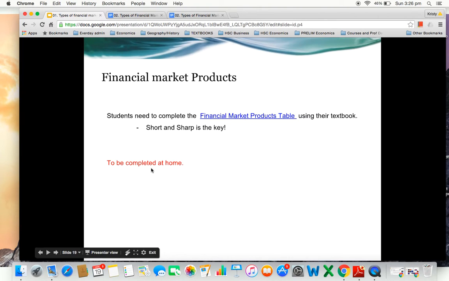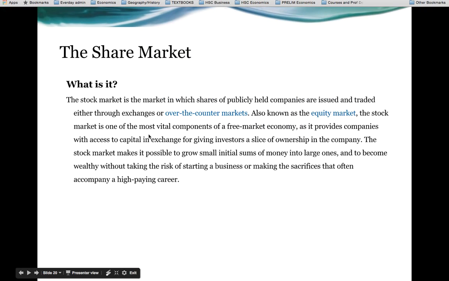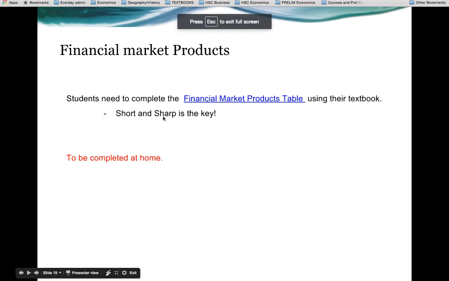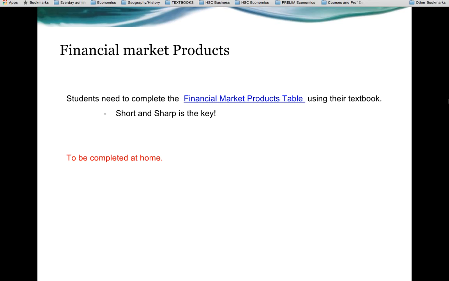Now, I want to make this really, really clear. Sorry, I'll just go back. Short and sharp is the key, okay? We do not want that to be 5 pages long. It should be no more than a page and a half, 2 pages, okay? Read, complete it really quickly so you have an idea of the different financial products.